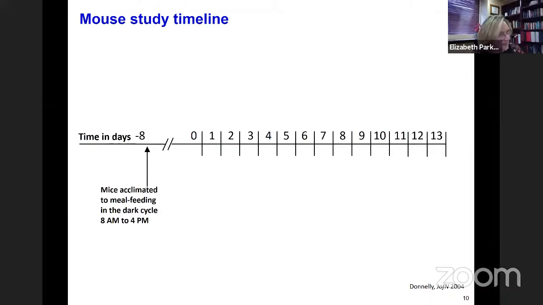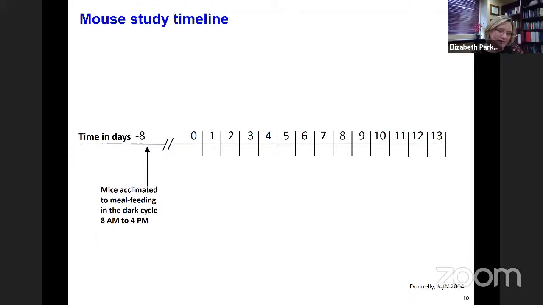Mice eat about 25% of their food in the light, 75% in the dark. And so when you remove the food in the light, they lose about 1 gram of body weight in the first day. Then they figure out, oh, they have to eat all their food in the dark, and they regain that weight, and then they grow normally.